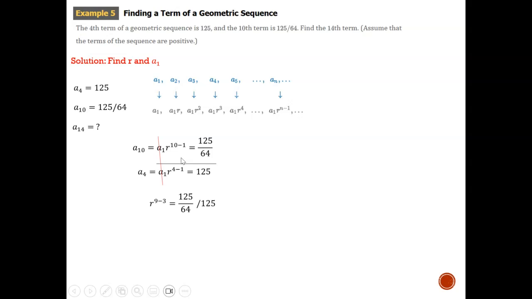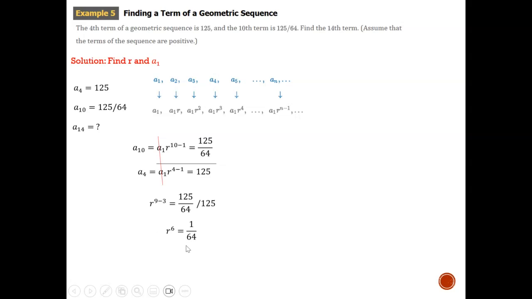Right? And by using the exponents, when we're dividing with the same base, we subtract the bottom from the top, or the power in the denominator from the numerator. So we're going to divide that, guys, and also we're going to divide here. So 125 over 64 divided by 125 is going to give us r^6 equals 1 over 64. If you divide 125 over 64 by 125, it will give us 1 over 64.